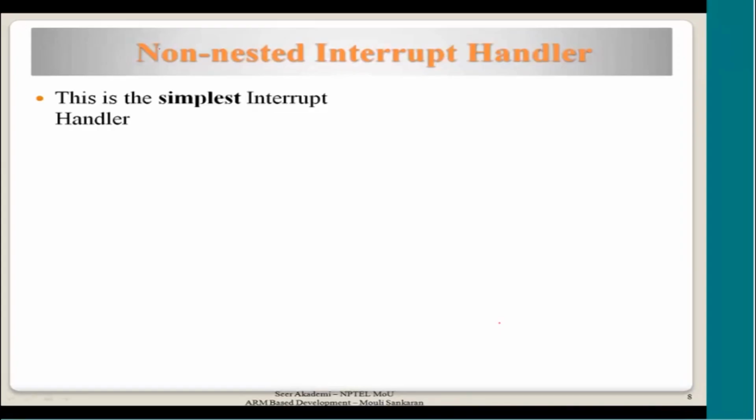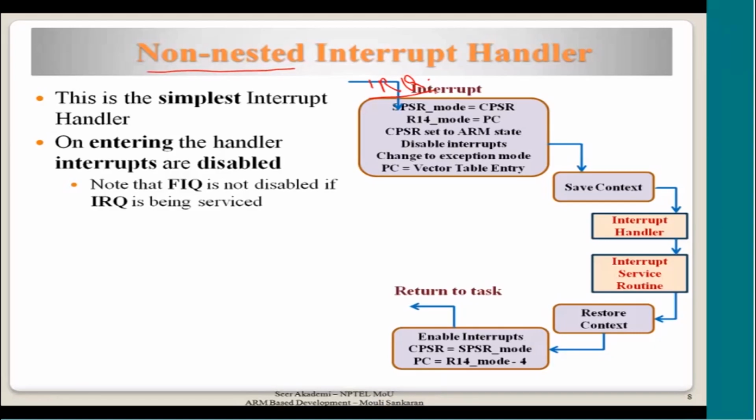Non-nested in the sense, while you are handling a particular interrupt, suppose you are handling the IRQ, the processor is inside the IRQ handler, and another IRQ interrupt is not enabled. That is what is non-nested. It is not nested. So let me erase this. This arrow has come inside, not a problem. So SPSR, this is SPSR of the mode. Here, if I am taking IRQ as an example, this will be IRQ.